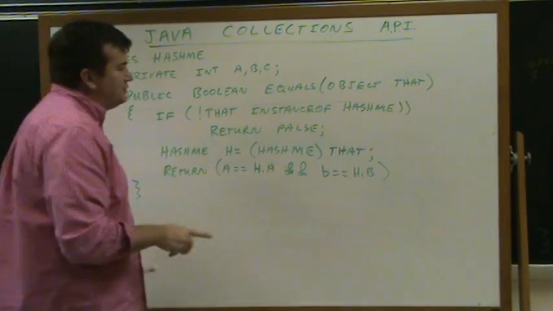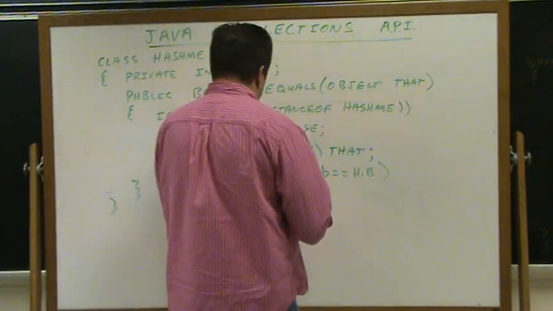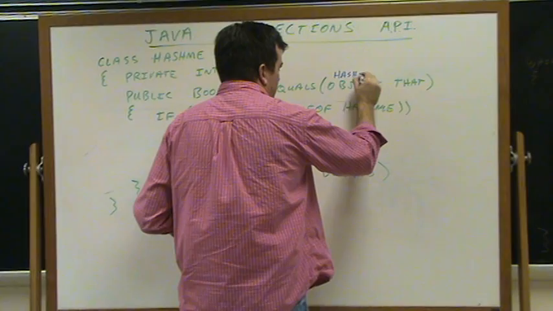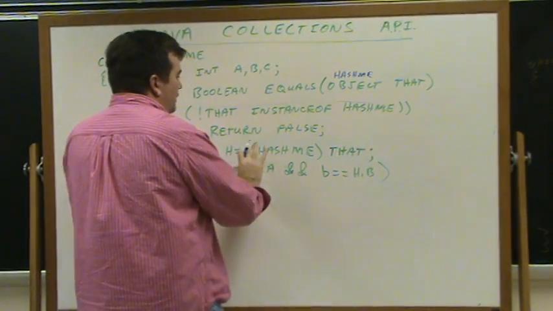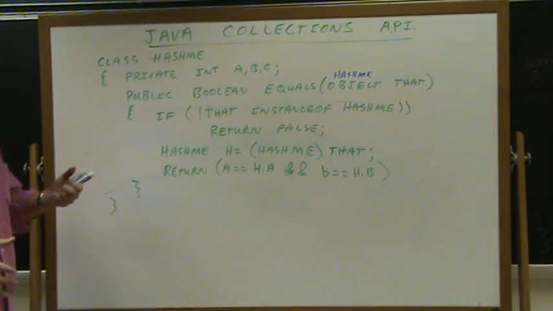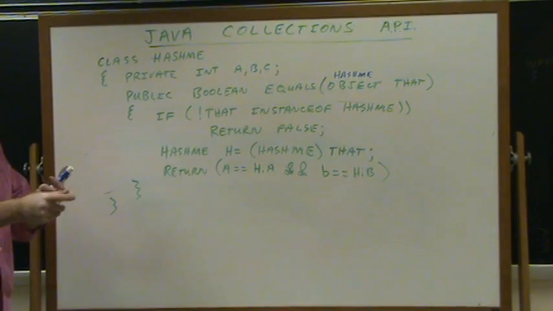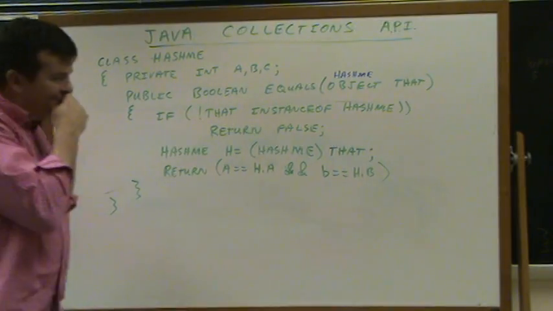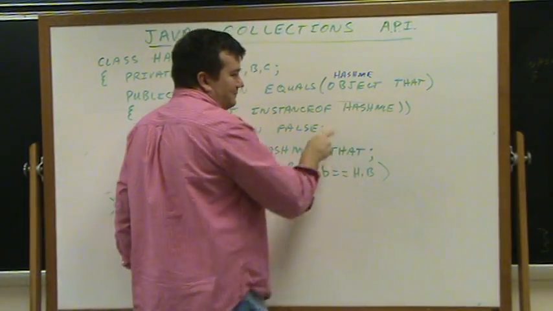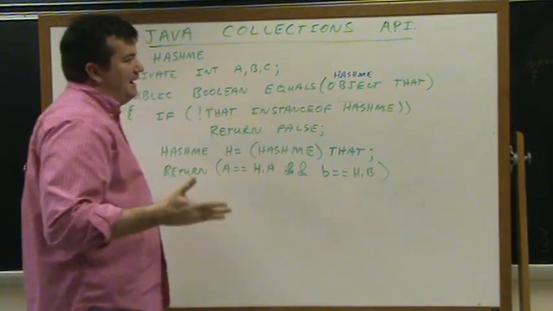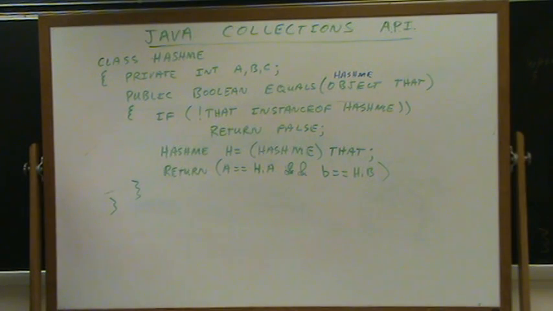So you might think, why didn't we just make this of type HashMe? And then we don't need this line, because it already came in as a HashMe. The reason is somebody might try to compare a HashMe to a non-HashMe. And if they call equals, this will break because the typing passed in didn't match. So we made an object, and remember in Java, object is the base class of all classes. So everything is of type object in Java.